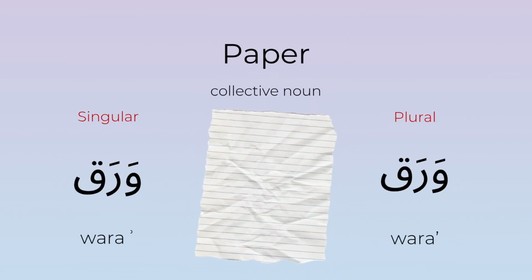Paper, and here we're talking about the collective noun. That means paper as a general type of material and something that is not countable. So you're going to notice that both the singular and plural forms are the same. And the way we say it is wara.